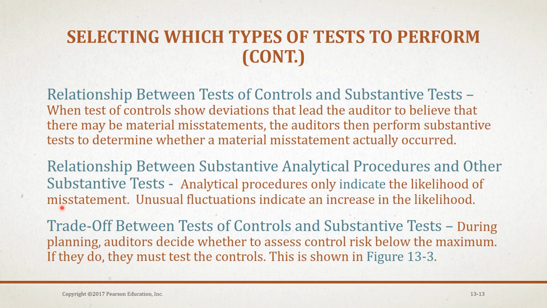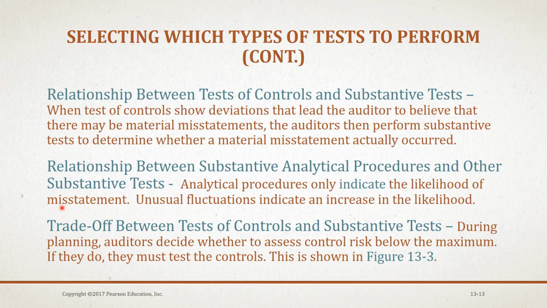So again, what type of test do we perform? Relationship between test of controls and substantive testing. So again, when the test of controls shows you that you have a deviation that leads the auditor to believe there may be material misstatements, the auditor needs to perform substantive tests. So again, if control risk is not good, if we're assessing control risk at the max, we cannot trust these controls. We need to do a lot more testing substantively to make sure that there are no material misstatements.